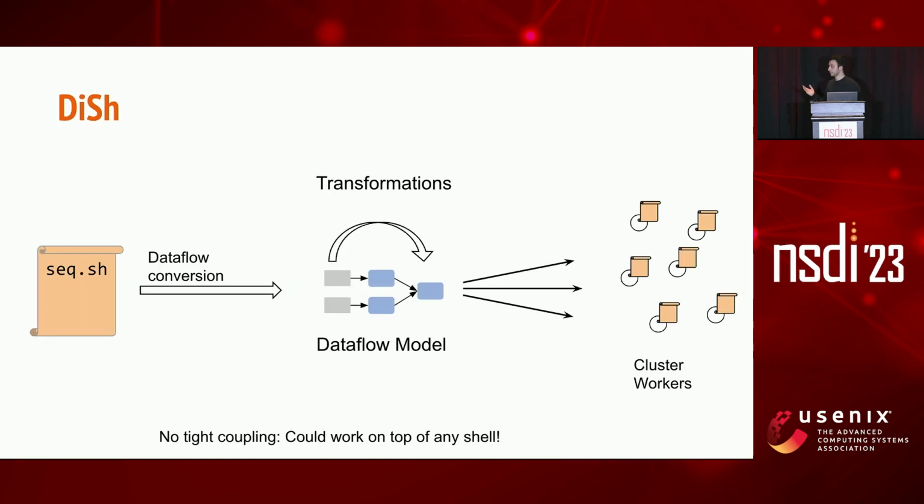So what does DiSH do? DiSH takes your sequential script and transforms it into a dataflow graph. Then it applies some more transformations on the dataflow graph, and finally, it distributes it to a cluster of workers, usually co-located with your, say, HDFS cluster. And finally, DiSH does all of this without giving you a new shell. It works on top of your existing shell.